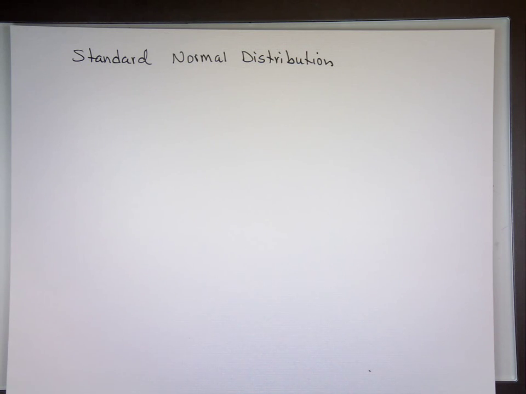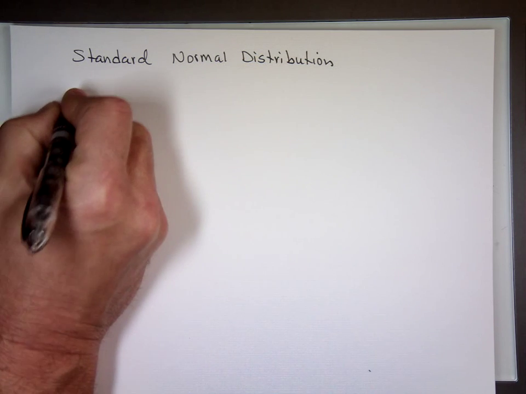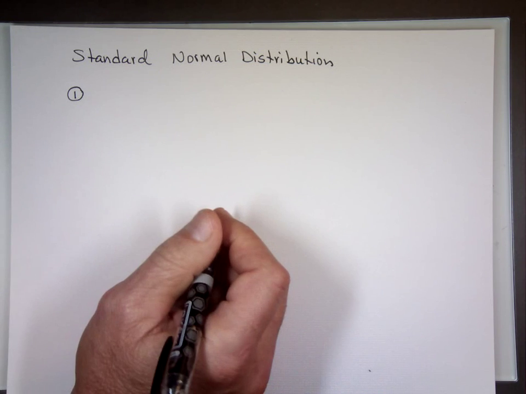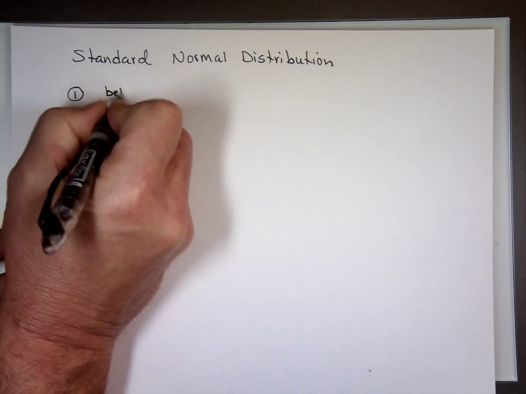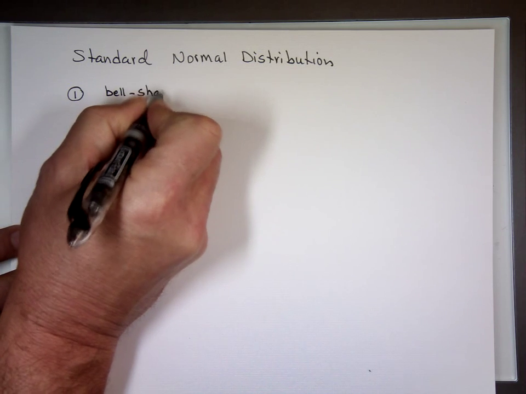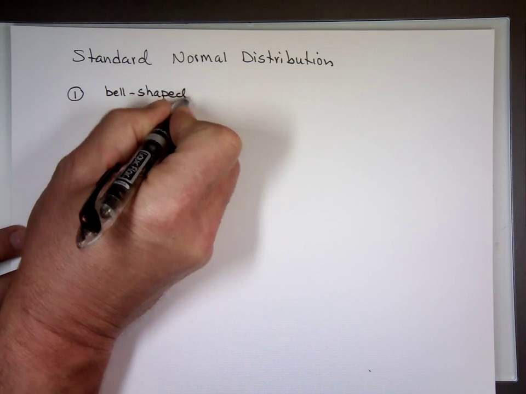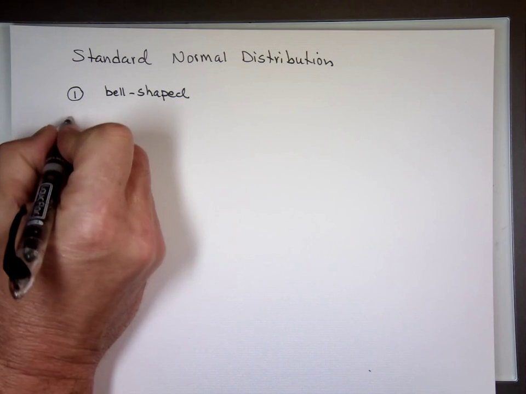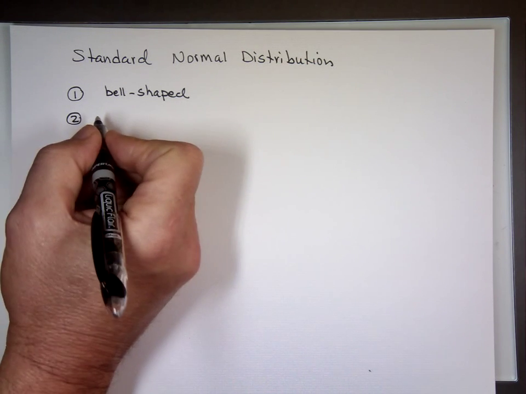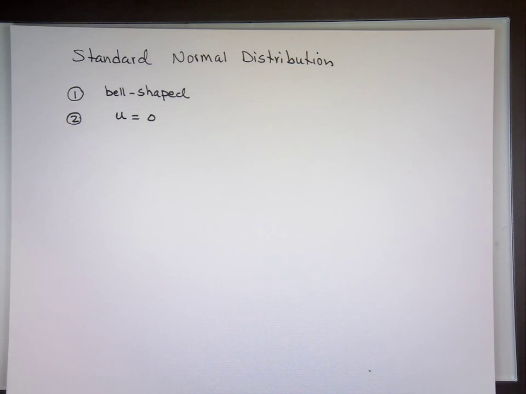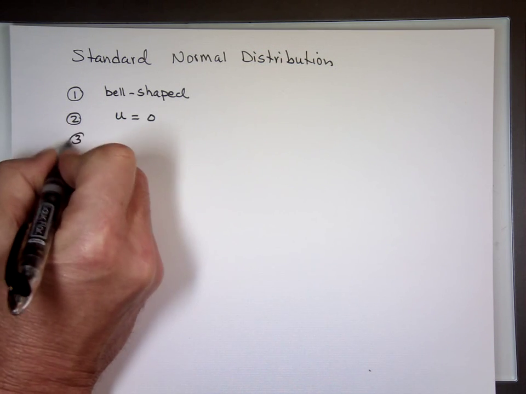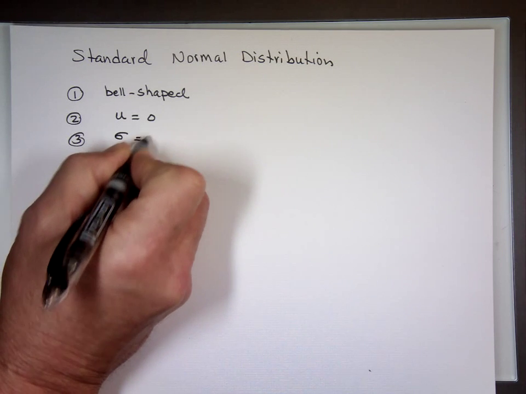We actually, in the last video, did talk about the standard normal distribution. We said it satisfies a few criteria. One of them: what's the shape of it? If you graph it, it has a bell shape. What else? It has an average equal to what? 0. And it has a standard deviation equal to 1.